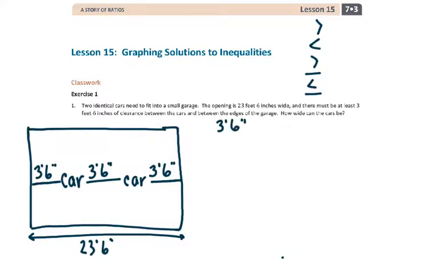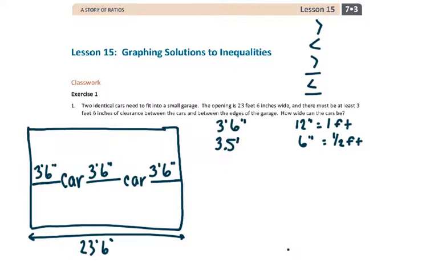So this is what I know. I know that there are 12 inches in 1 foot. So 12 inches equals 1 foot. And I know that 6 inches equals half of a foot. So right here, I have 3.5 feet because I have 3 feet 6 inches. And if 6 inches is really half of a foot, I can rewrite this as 3.5 feet. And that is representing the same thing.